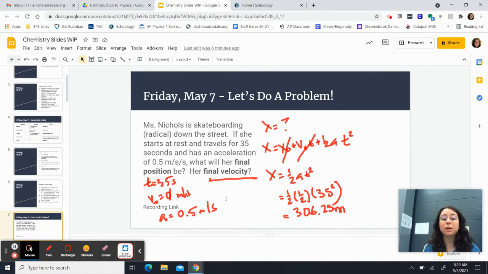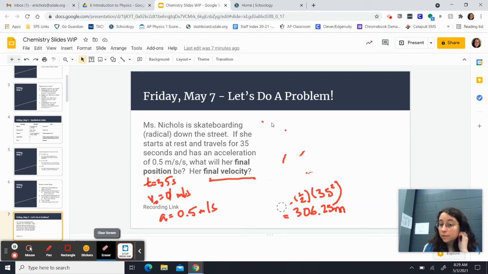Let's go back to the problem. Oh, it's still there. And I want to erase all my old work. It's like it never happened. And now we're going to solve for velocity. So just give me a minute to erase. Screencastify is very slow for annotations, but we love it anyway.